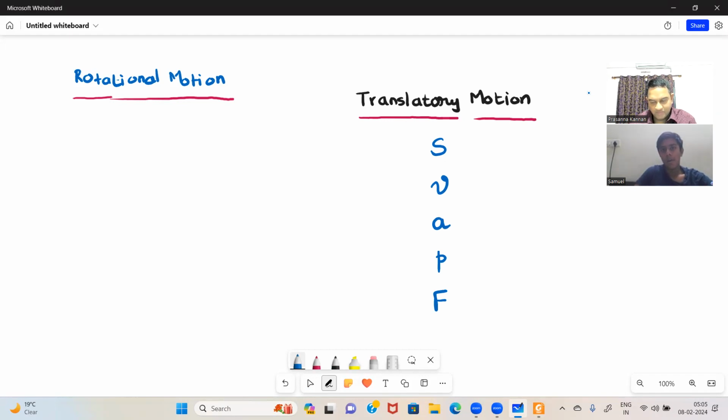correct? Yes, sir. How do you define velocity? dx by dt. Good. Or I can say ds by dt, if s is displacement. How do I define acceleration? dv by dt. Very good. Change in velocity with respect to time. Rate of change of velocity.